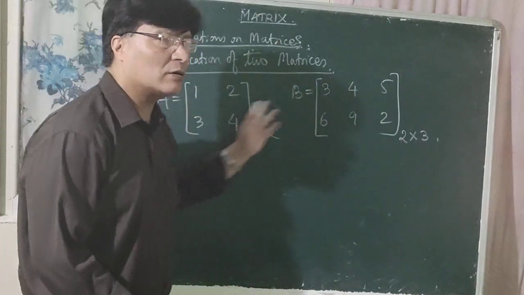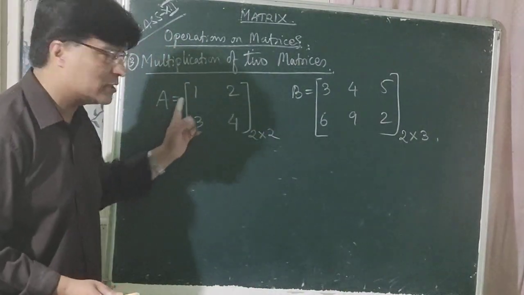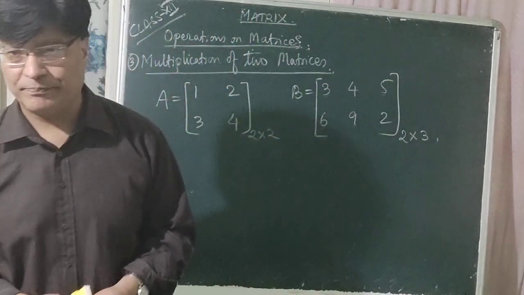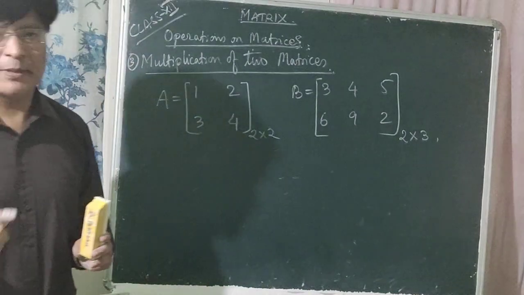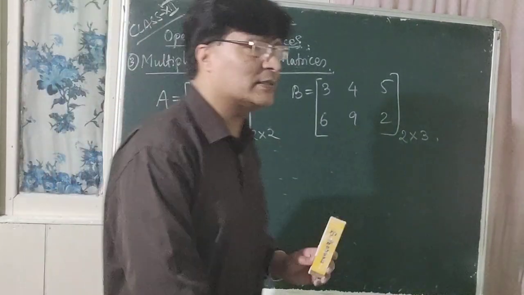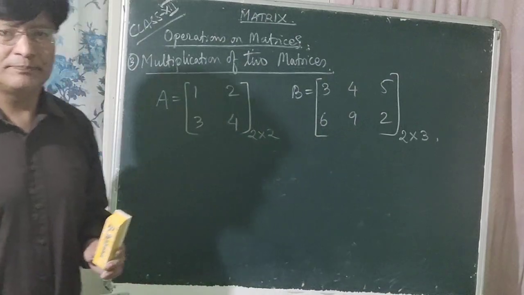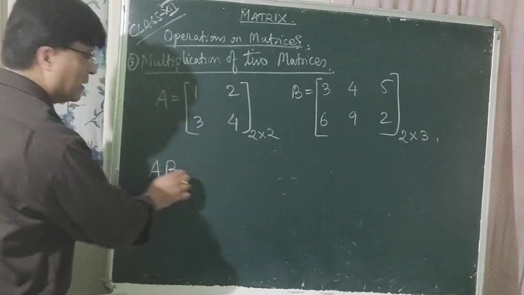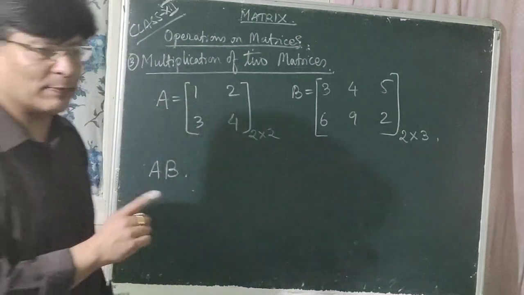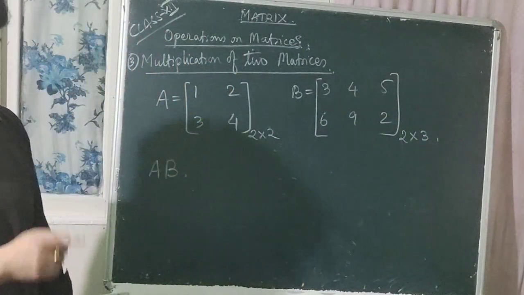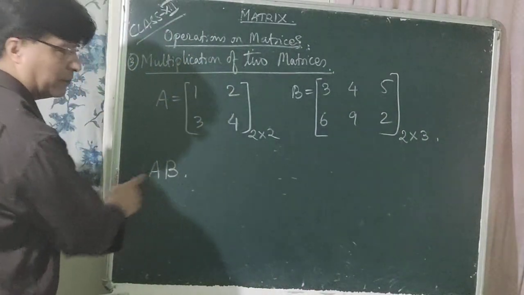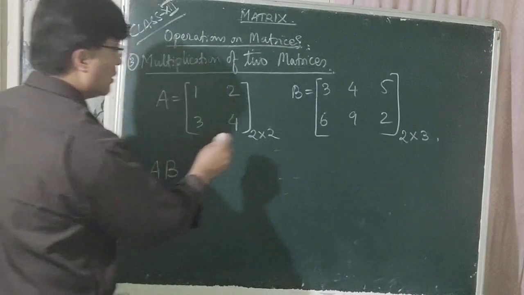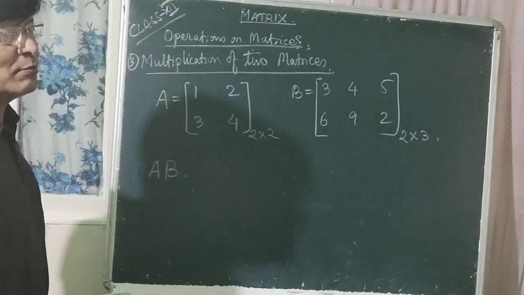So now, when is the multiplication of these two matrices possible? Here the orders are not same. This matrix A is of order 2 cross 2, and this matrix B is of order 2 cross 3. But in this case, when is the multiplication of two matrices possible? For this first matrix A, if you want to get the product AB, or multiply matrix A by matrix B, first of all in matrix A you have to consider the number of columns.